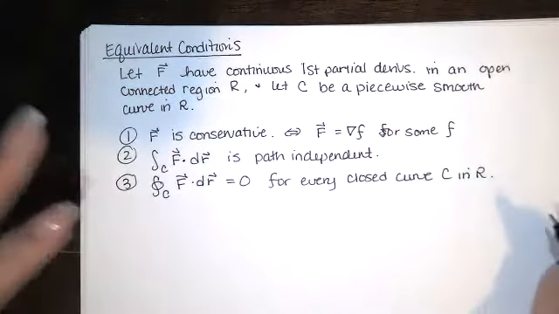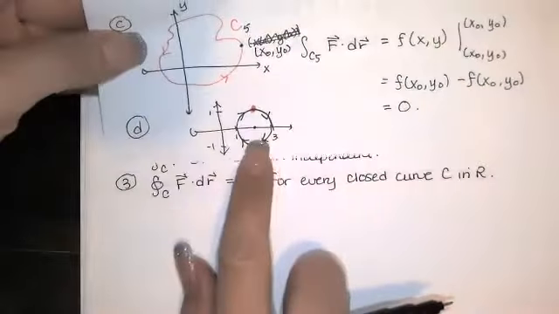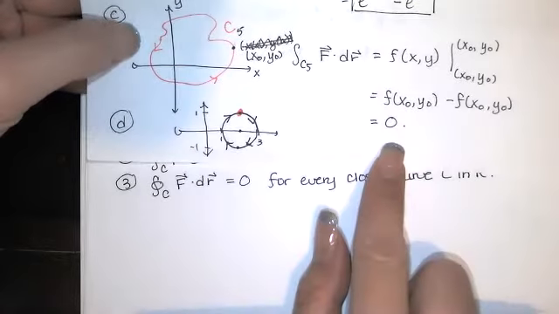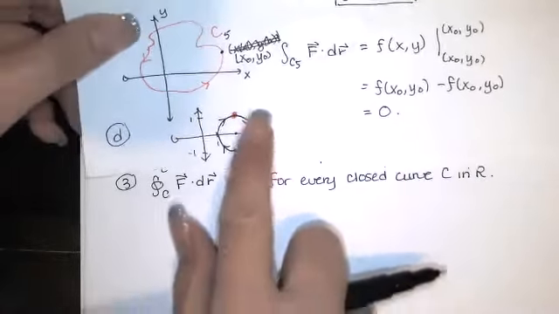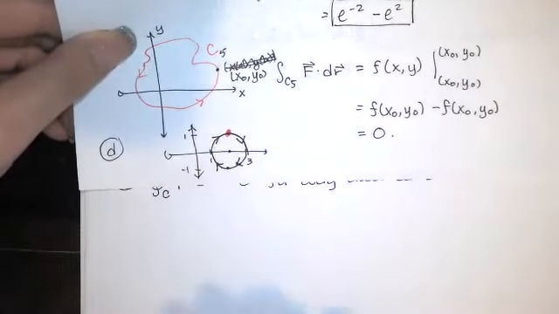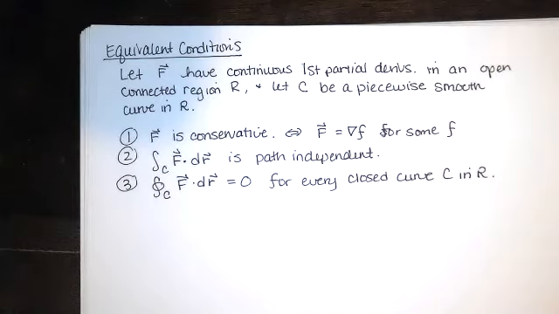In R. Now again, you could use a parameterization of this circle if you wanted to, and it would be a lot of work, and eventually you would get 0. So if you recognize that the field is conservative, and you see that this curve is closed, then you get to skip a lot. But of course, you'd have to verify that the field is conservative first.